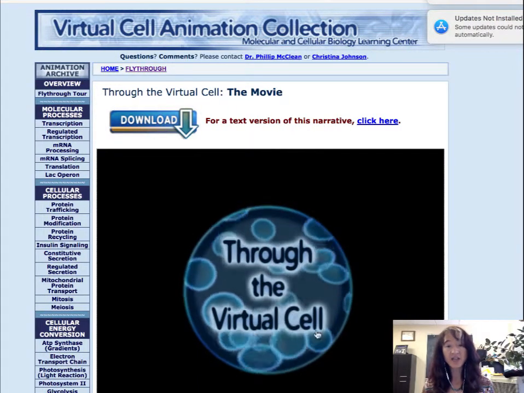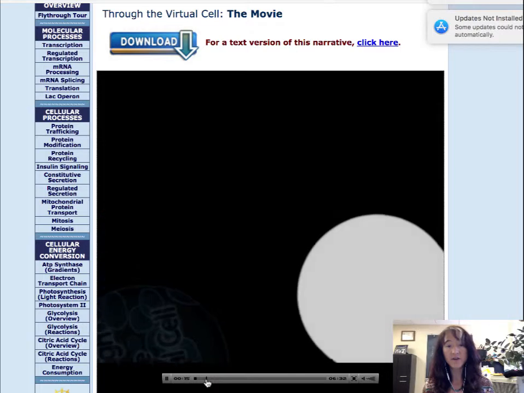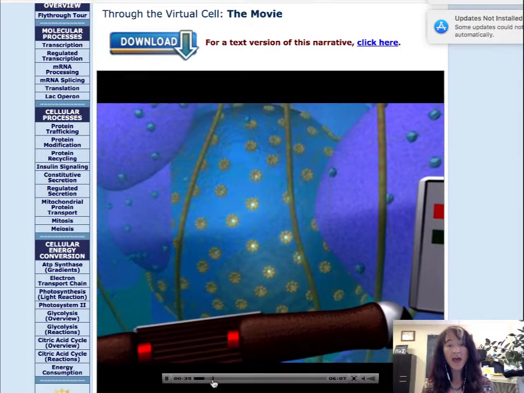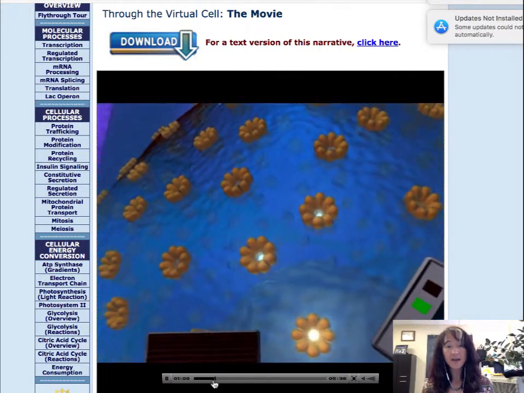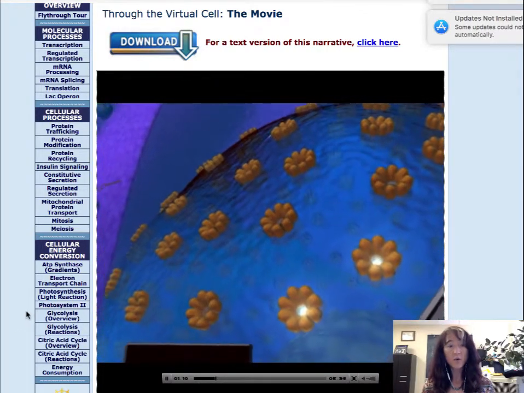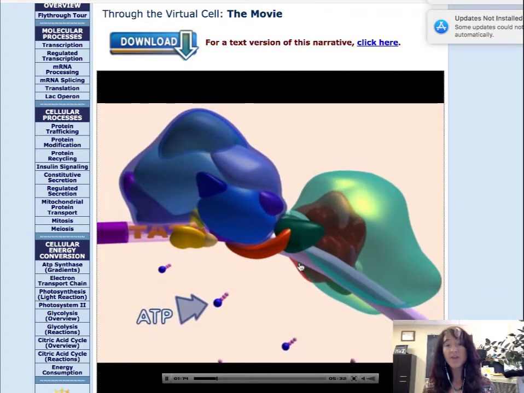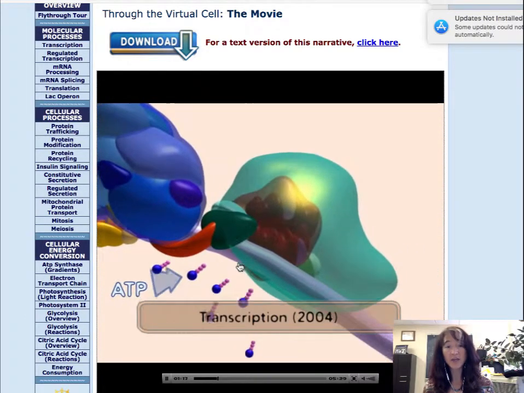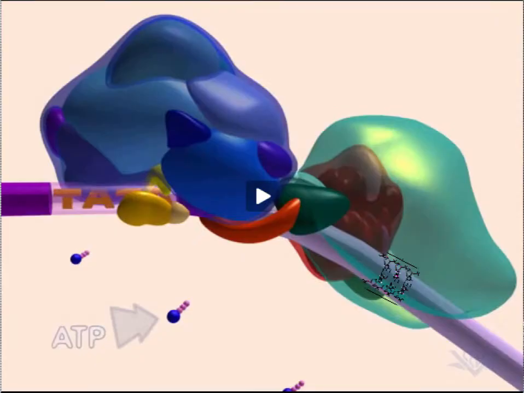So in our virtual cell video, I want to draw your attention to a little ways in, when we had zoomed in on the nucleus and we were looking at the DNA, and we were talking a bit about the process of transcription. So this purple molecule here is DNA. And so we're going to zoom in on that DNA and start by looking at that.